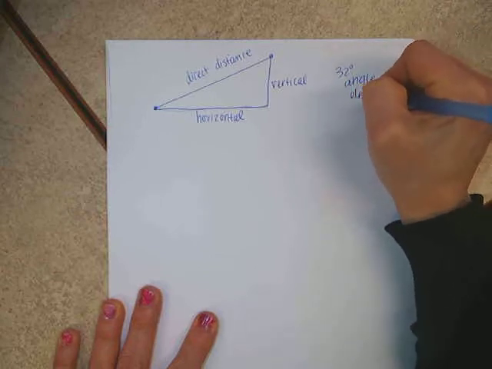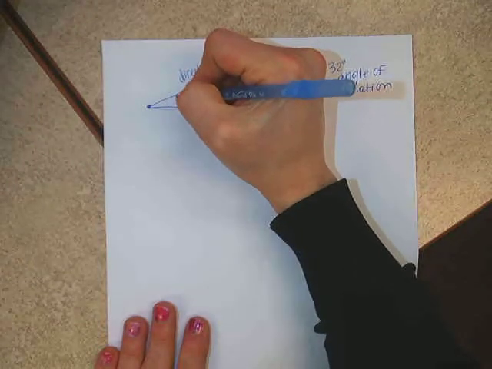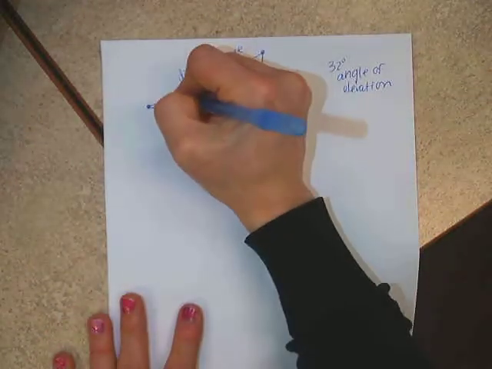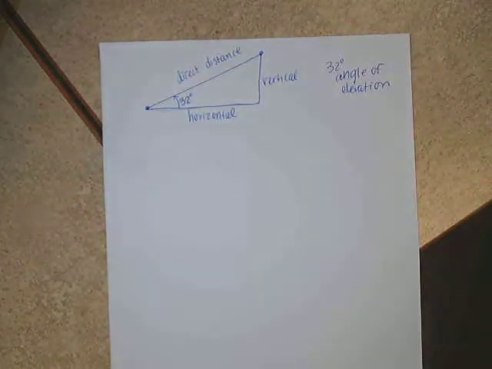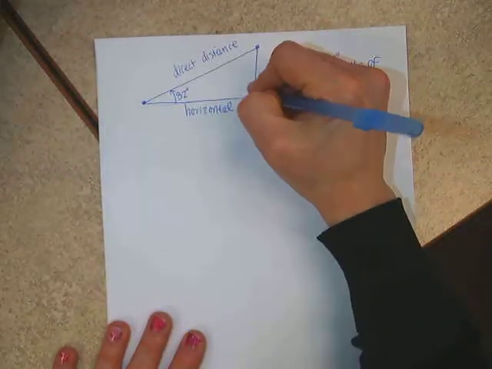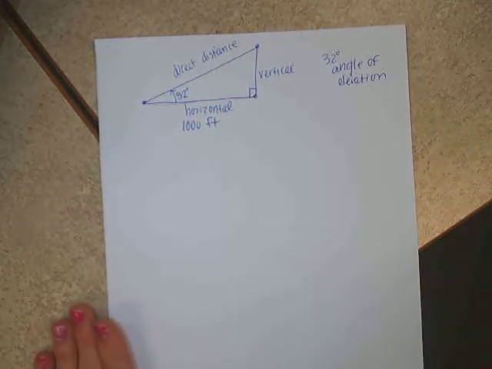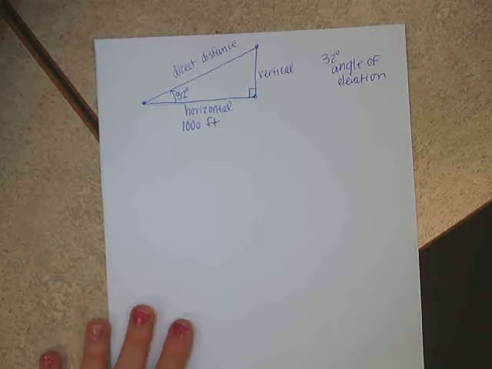Now it says it's a 32-degree angle of elevation. Going back to what an angle of elevation means, that would be from the horizontal up. So that could only be talking about that angle. So we would mark that as 32 degrees. If we go on to read the problem further, it says the horizontal ground distance to the cliff is 1,000 feet. So this is our horizontal distance of 1,000 feet.